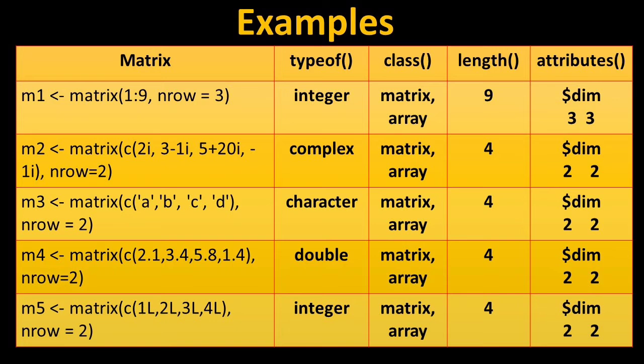Then if we have created fifth matrix M5 with 4 elements, all are numbers and having capital L as suffix, in that case the type of M5 would be integer. Class will return us matrix and array. Length will give us 4, that means it has 4 elements, and attributes function will tell that it has 2 dimensions, 2 rows and 2 columns.